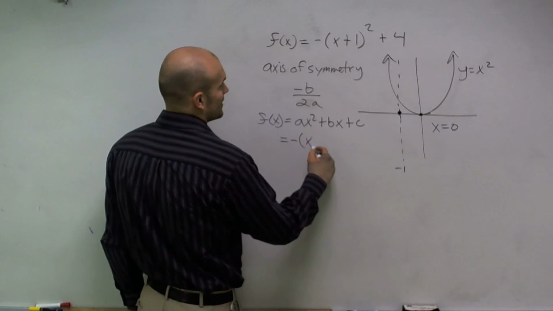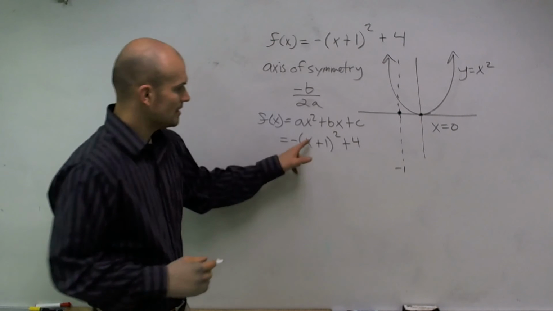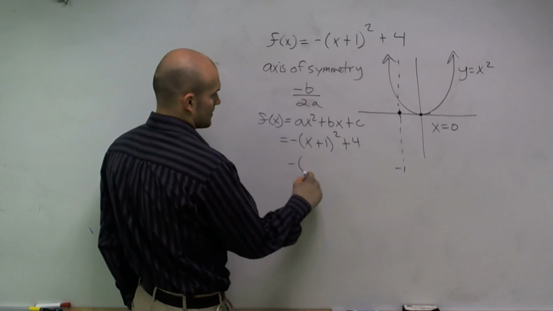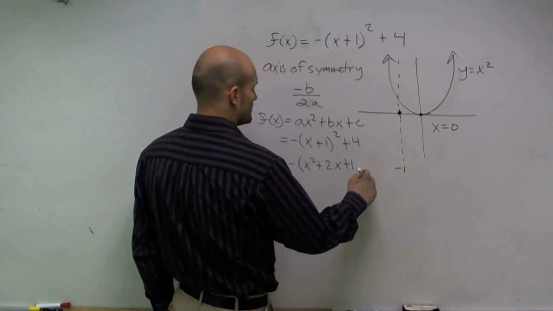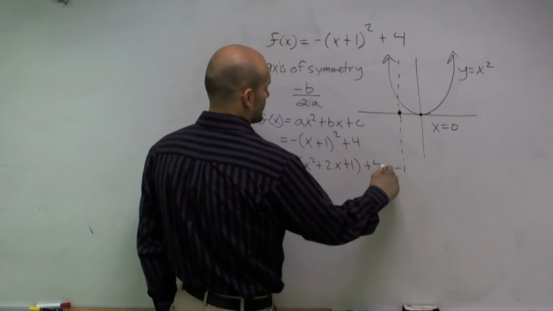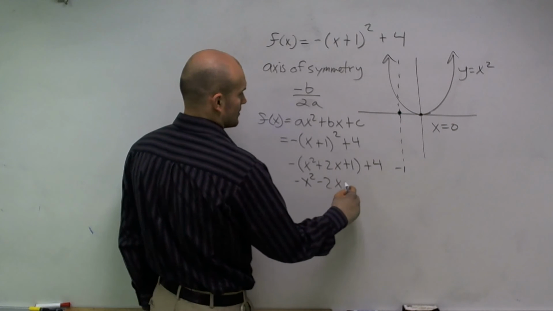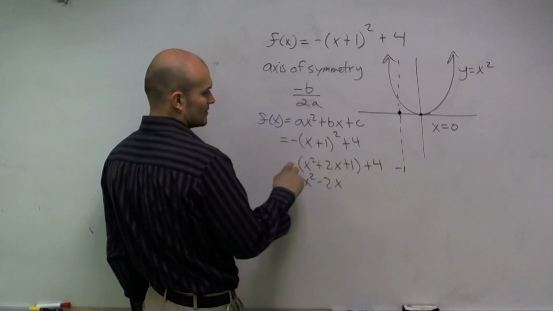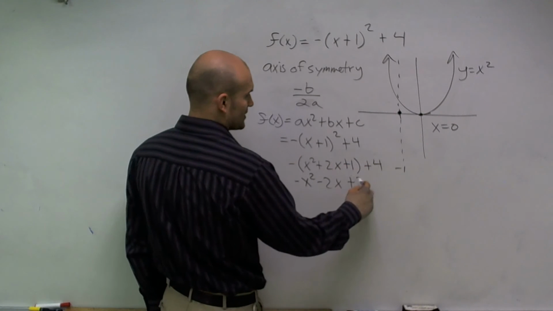If I was to expand this equation, (x plus 1) squared is x squared plus 2x plus 1, plus 4, distribute my negative sign, so negative x squared minus 2x minus 1 plus 4. Minus 1 plus 4 is positive 3.